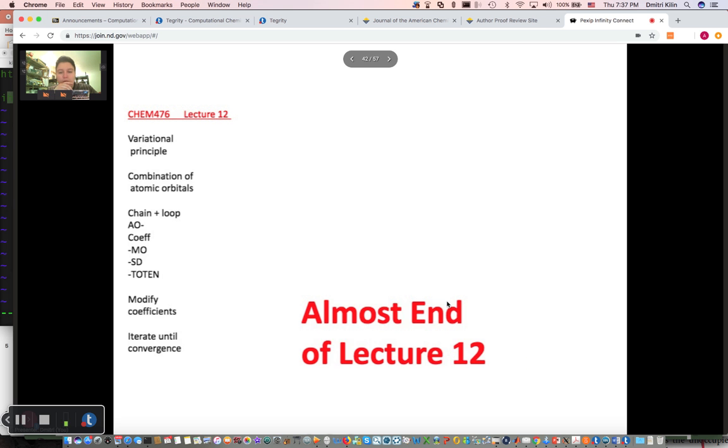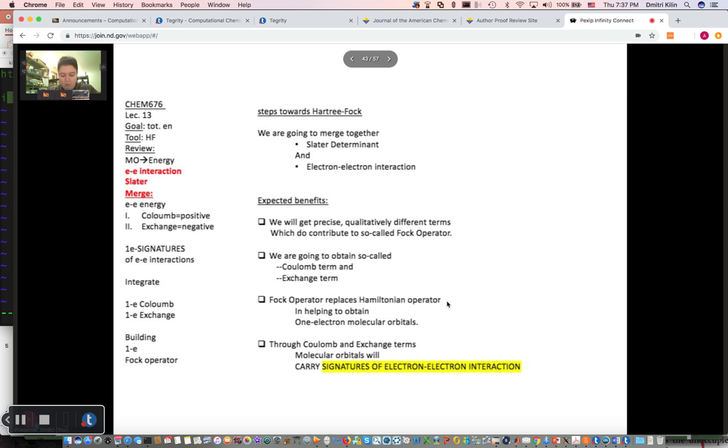Okay, almost done, as you see. So, steps towards Hartree-Fock: we will merge together the concept of the Slater determinant and electron-electron interaction. So it is needed. Right now I'm covering materials that will be mostly for the next meeting.